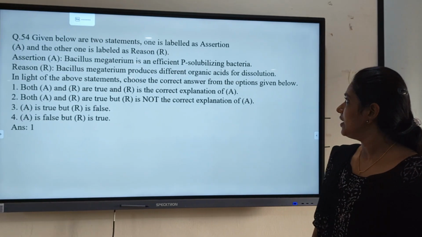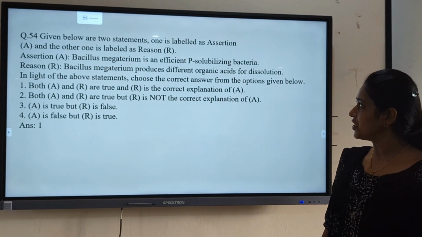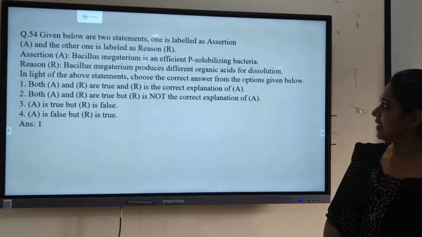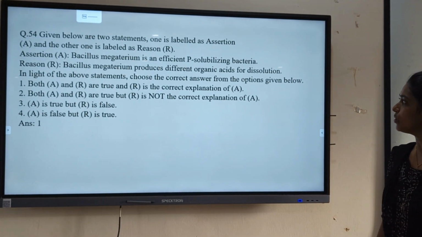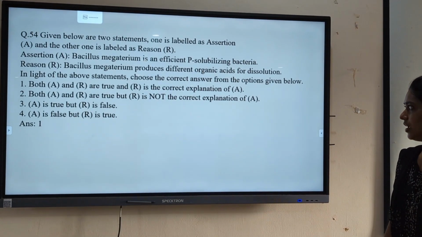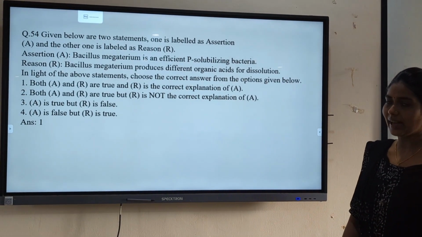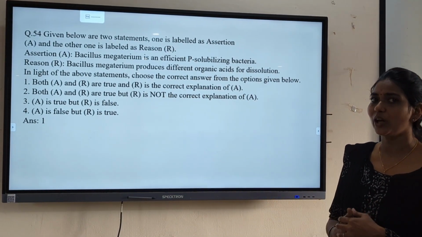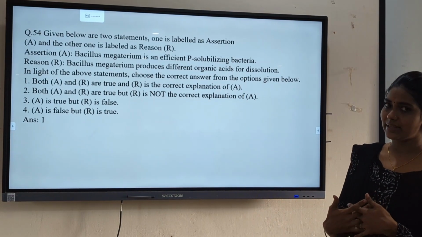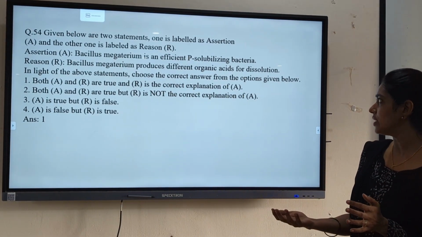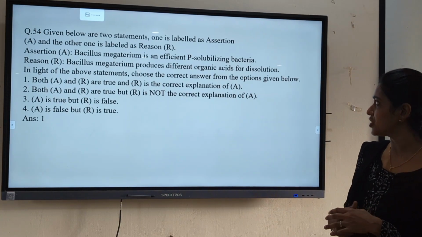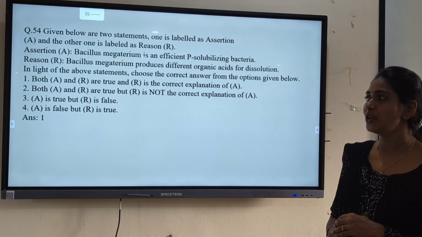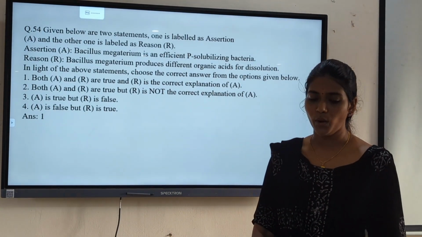Now the next question, this is also an assertion-reason type. The assertion says Bacillus megaterium is an efficient P solubilizing bacteria, and the reason they are telling is Bacillus megaterium produces different organic acids for dissolution. We know that for any mineral to be mineralized or solubilized, microorganisms play an important role, and how they influence the solubilization is by producing different organic acids. The COOH group influences the release or solubilization of nutrients. So here both assertion and reason are correct, and the reason is the correct explanation for the assertion. So our option is 1.